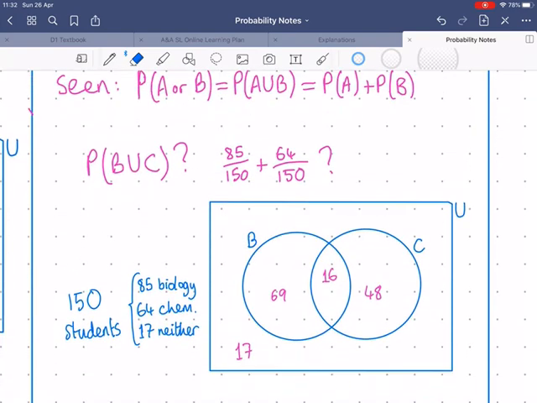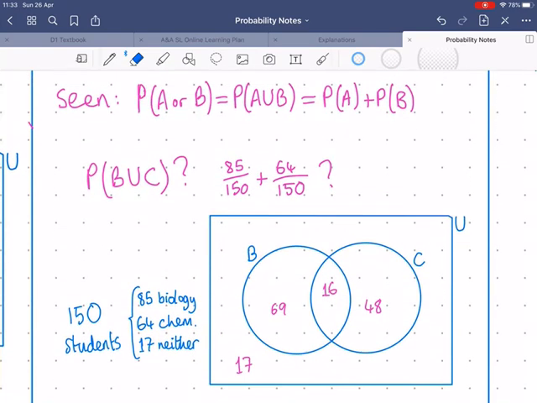So our question is here, well, we've seen before that A or B in some situations can be found by just adding the probability of A and B. Okay, but an important note for that is that it only works when the two events are mutually exclusive. And that means they can't happen at the same time. Now, in this example here, we clearly can have both things happening at the same time.